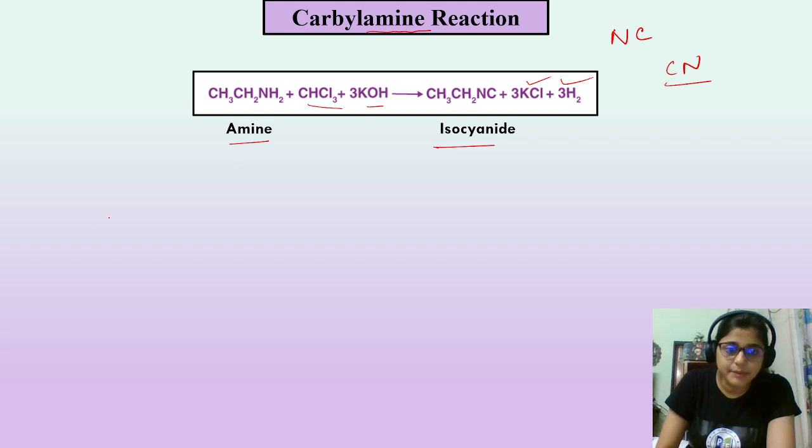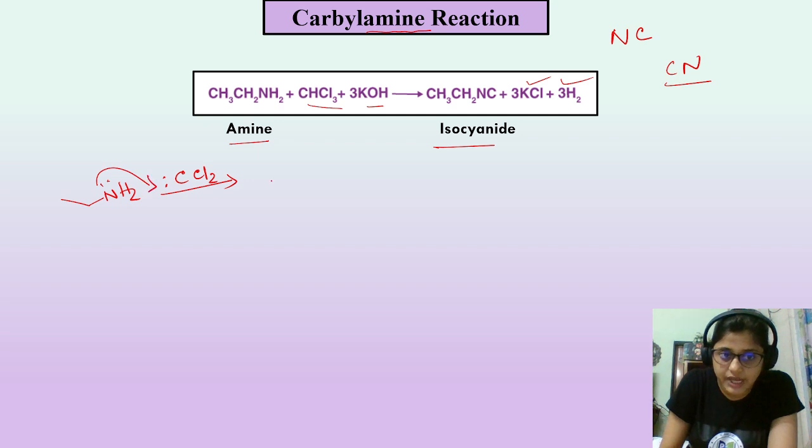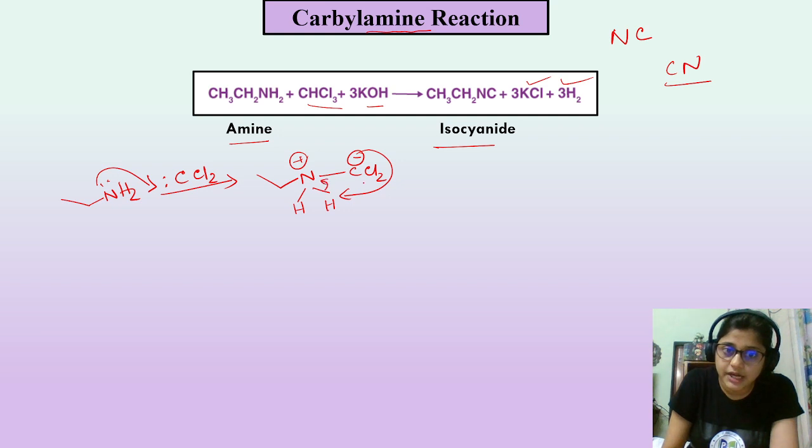So here, I will not show you the total mechanism. What is happening is that NH2 has the lone pair. And here we know that CHCl2 carbene will form, which is an electrophilic center, so it will attack here. Let's say CCl2 minus, and here NH2 plus is present, so it will abstract one proton from here and it will be neutralized.